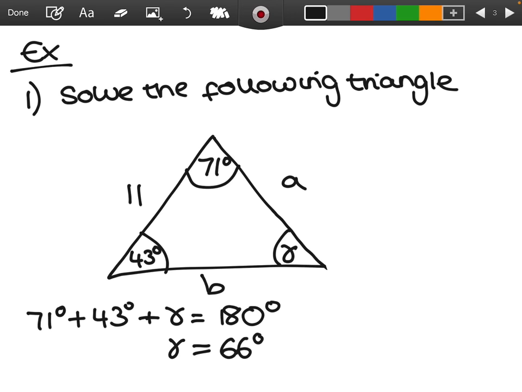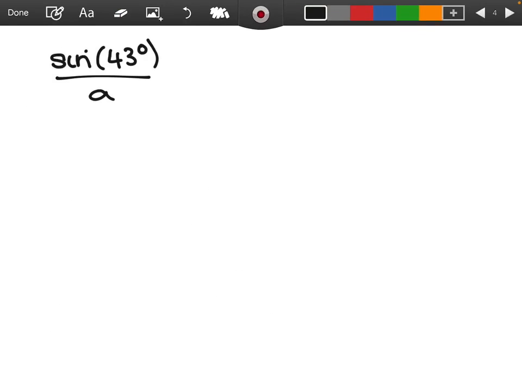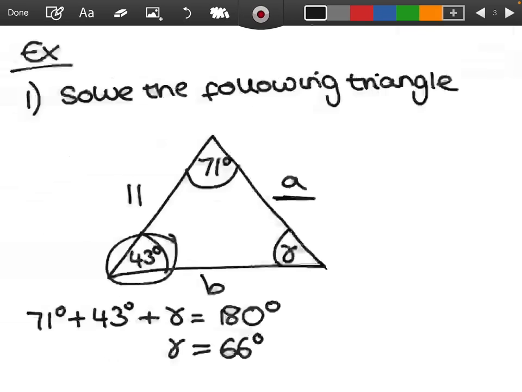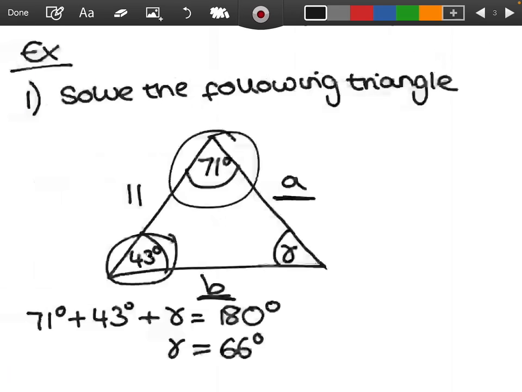Now all we need to do is to find A and B, and this is where the law of sines comes in. So I know that sine of alpha, or the first angle that I have here that is opposite A, sine of 43 degrees divided by the side that's opposite it, so A, is equal to sine of 71 degrees divided by the side that's opposite that, which is equal to sine of my third angle, which was 66 degrees, divided by the side that is opposite that.